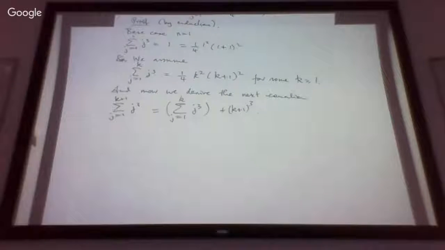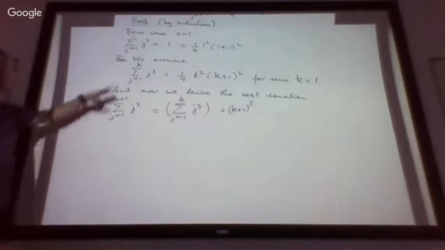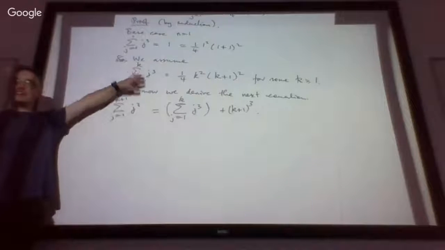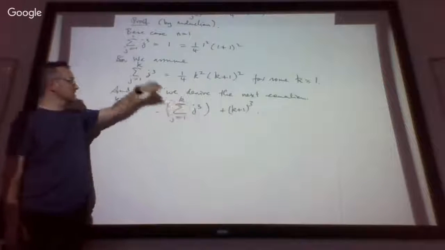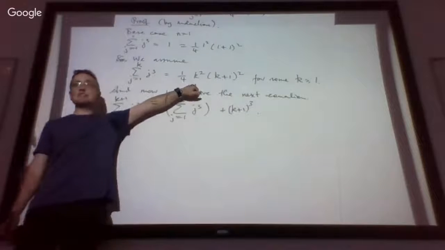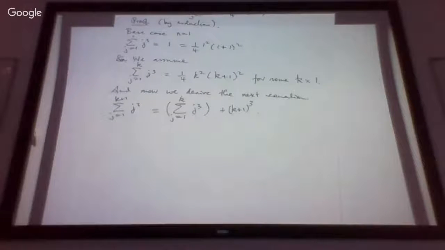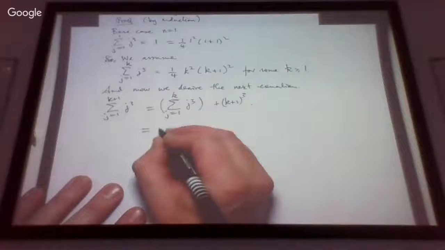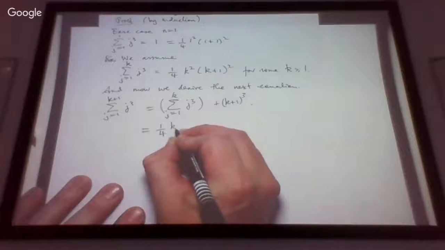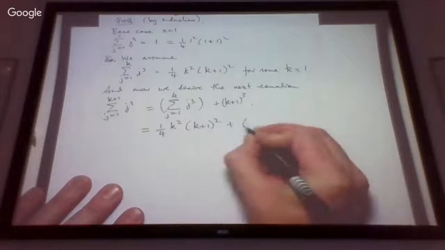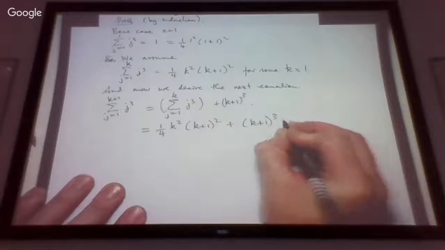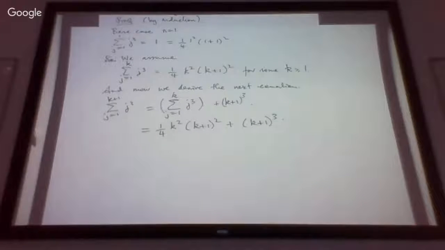So that's just algebraic manipulation of the summation notation. Now it's ready to bring in the assumption, isn't it? Because this here is exactly that left-hand side, so we just replace it, and I've still got the k plus 1 cubed. Agreed?